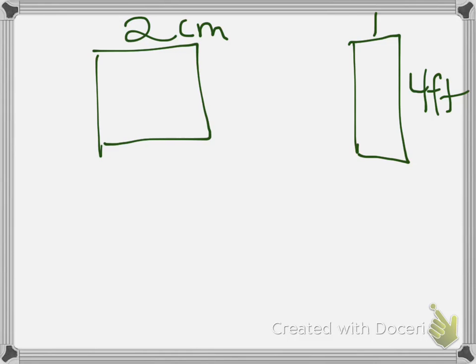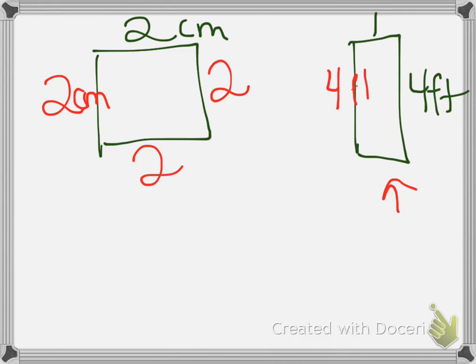Now sometimes you're going to get shapes like this where only one side is labeled. So you need to be able to think, okay, this is a square shape and only one is labeled, so I think all sides are going to be 2 centimeters since I know in a square all sides are the same length. And for this guy over here, this is a rectangle, and I know opposite sides are the same length. So this would be 4 feet, and this would be 1 feet. So you can still solve these, but you have to kind of fill in the blanks there.